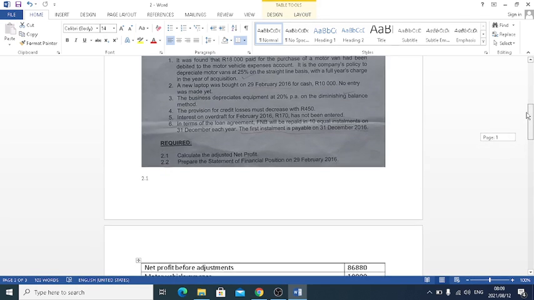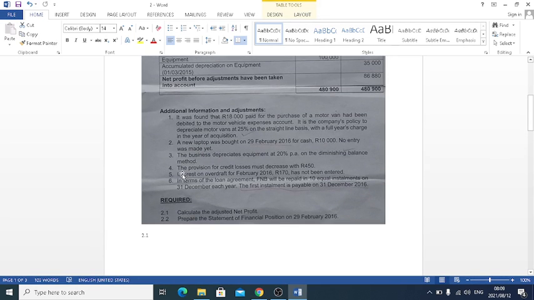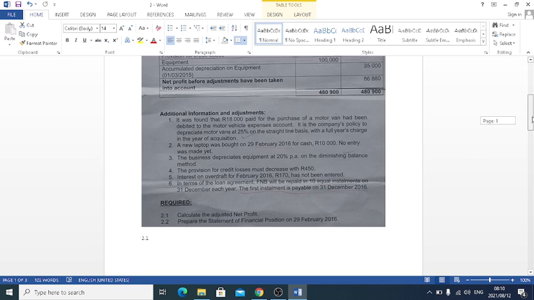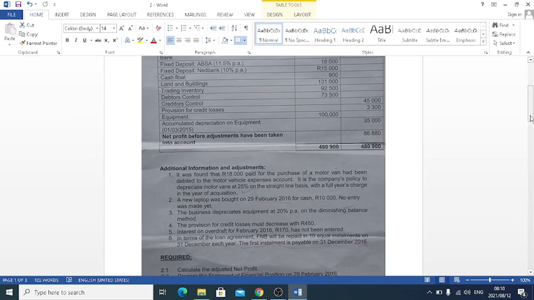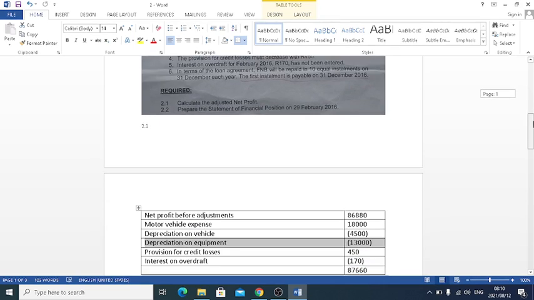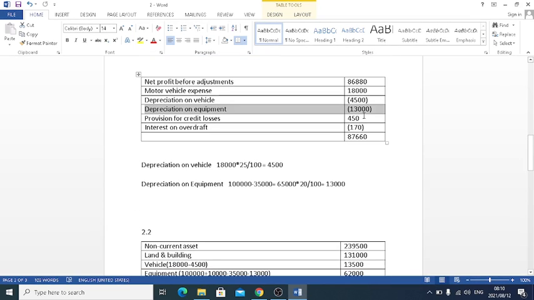Then we go to another one. Transaction number 4. The provision for credit losses must decrease by 450. Whatever was given must go down by 450. So we are given provision for credit losses as 3,300, and it must go down by 450. A decrease, I told you, is an income. So 450 is an income. We're going to add 450 as an income.